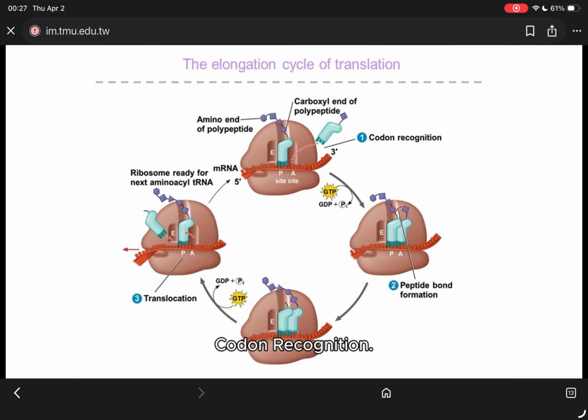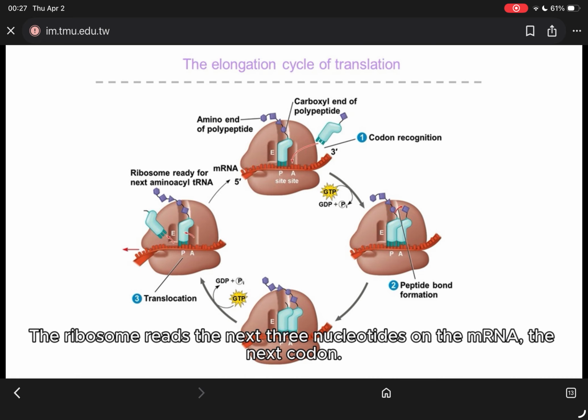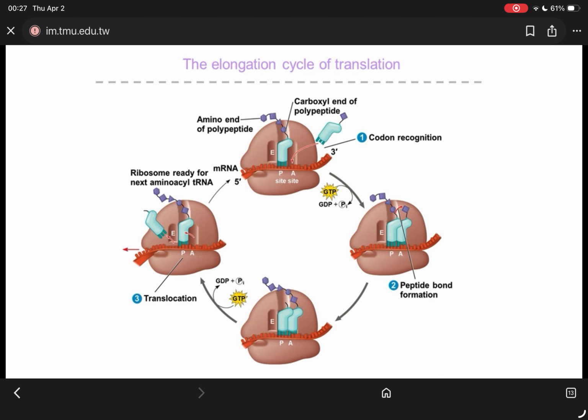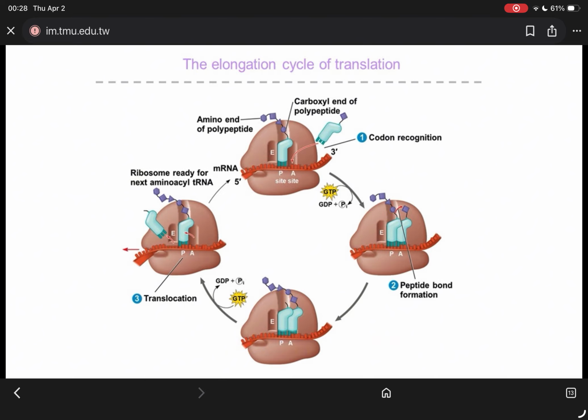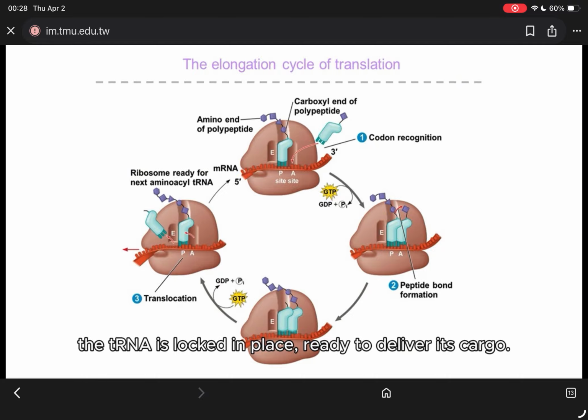1. Codon recognition. The ribosome reads the next 3 nucleotides on the mRNA, the next codon. The correct tRNA, carrying the matching anticodon and its amino acid, enters the ribosome's A site, aminoacyl site. If the codon-anticodon pairing is correct, the tRNA is locked in place, ready to deliver its cargo.